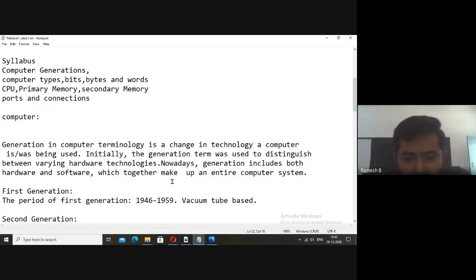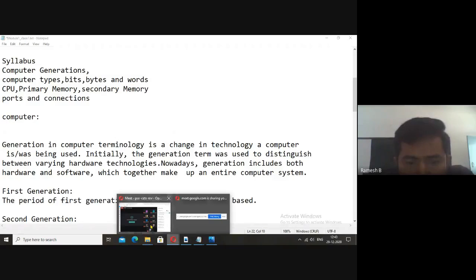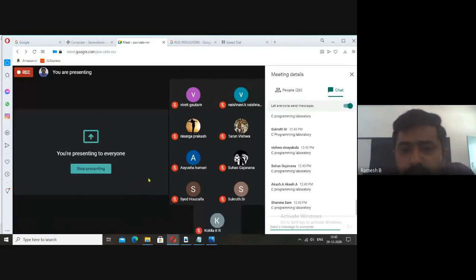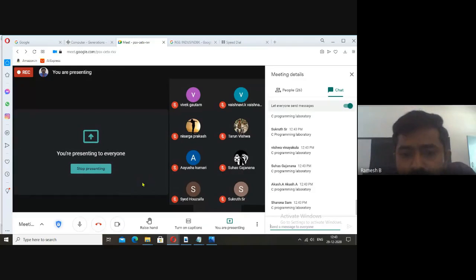Say the definition of computer. Who can define the computer? If you want to say the definition of computer, you can unmute and say. Who knows the definition of computer? You can type in the chat box also.